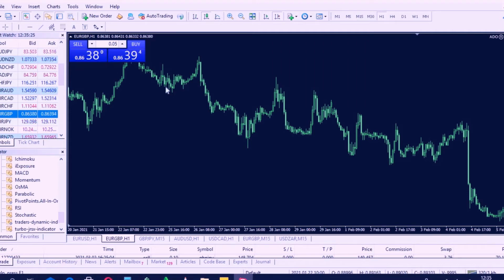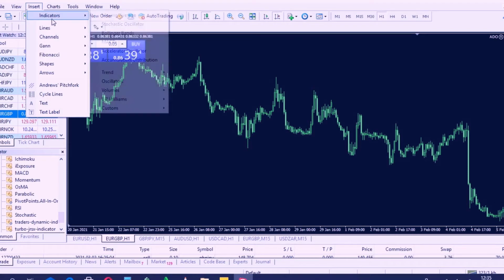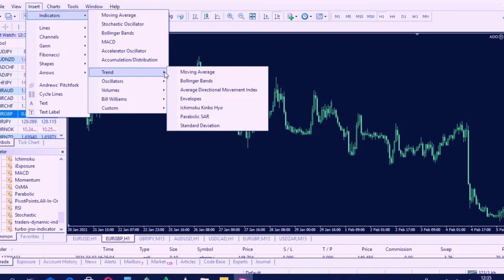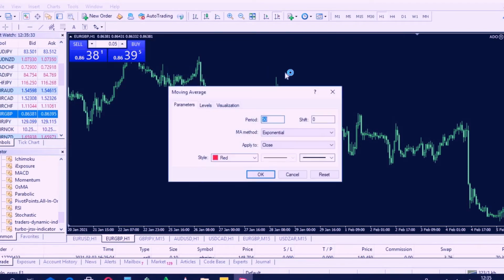If you want to add the 200 moving average to the chart, you go here, insert indicators, then you go on trend, then moving average. So in my situation, I add the 200 moving average, and I want it to be exponential, because the exponential moving average moves closer with the last bars of the price. So we add it on.